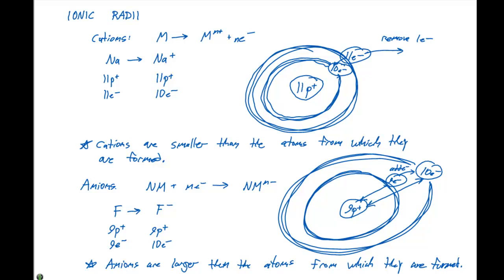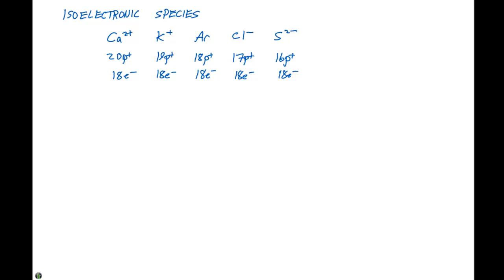So we can now look at something called an isoelectronic series, which we'll talk about in the next video, which is going to allow us to arrange cations, anions, and atoms in order of increasing ionic radii. One common trend that we typically investigate is something called an isoelectronic species. And an isoelectronic species has the same number of electrons for everything involved in this comparison.